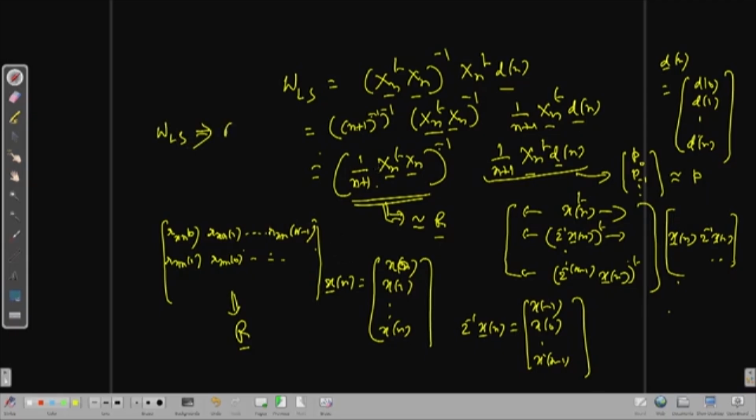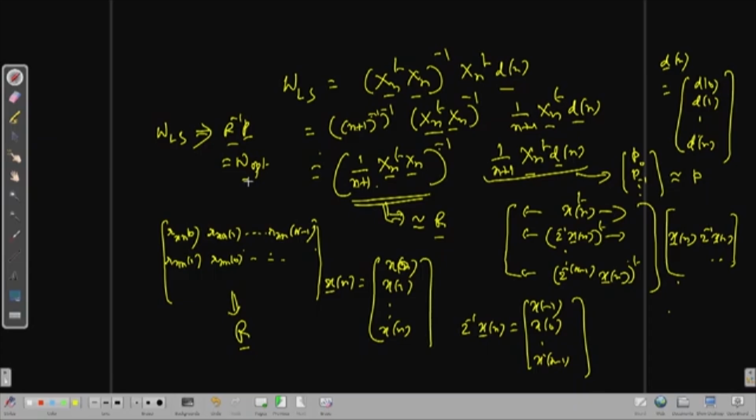As a result, if n is large and these averages are very good averages, then WLS directly goes to R inverse P, which is W opt. So this sum of square minimization gives you the same optimal weight if you have a large number of samples. But again, you don't need any R and P in this calculation. It's all data, data, data, right?